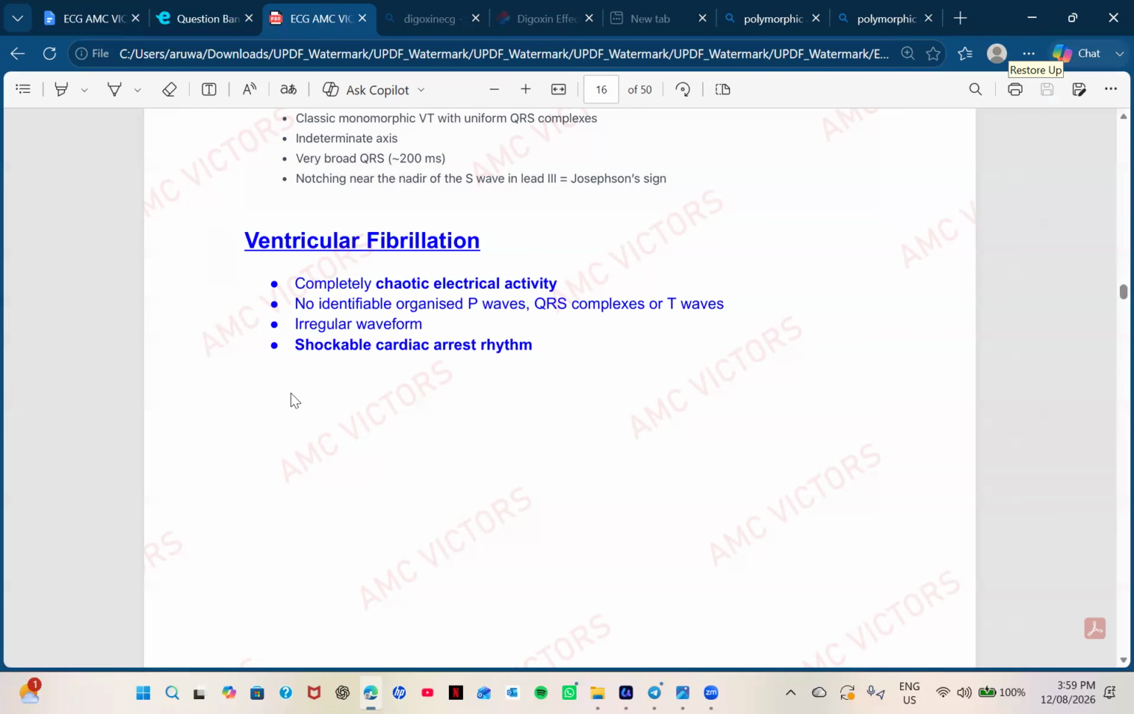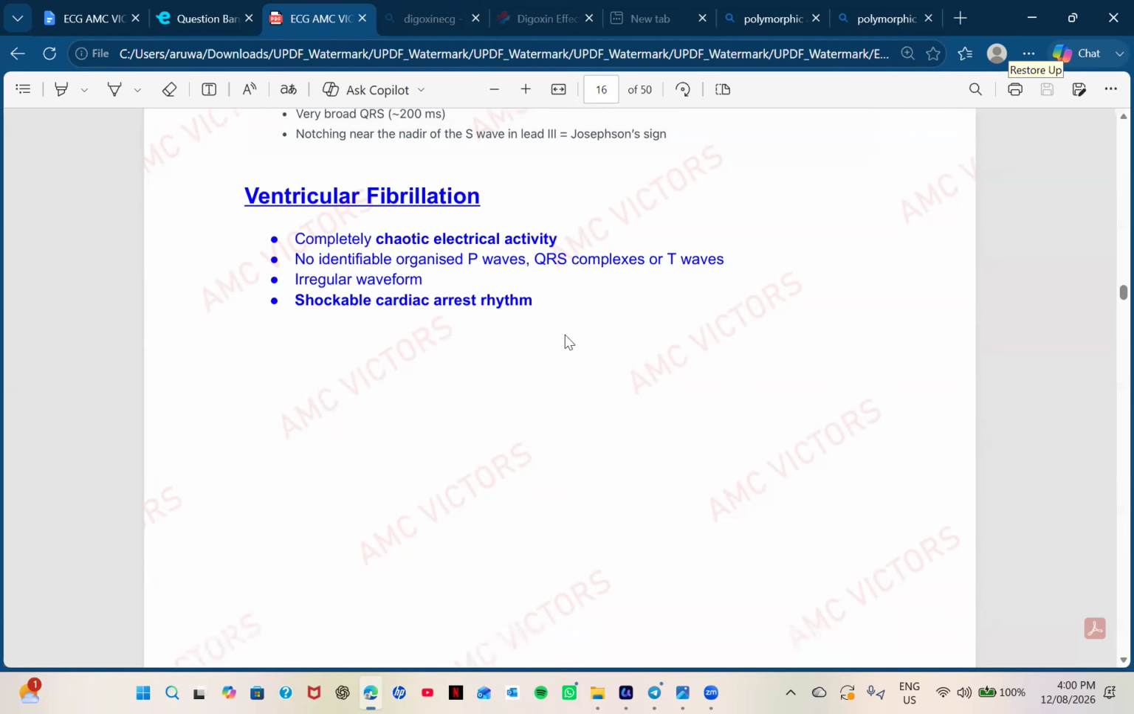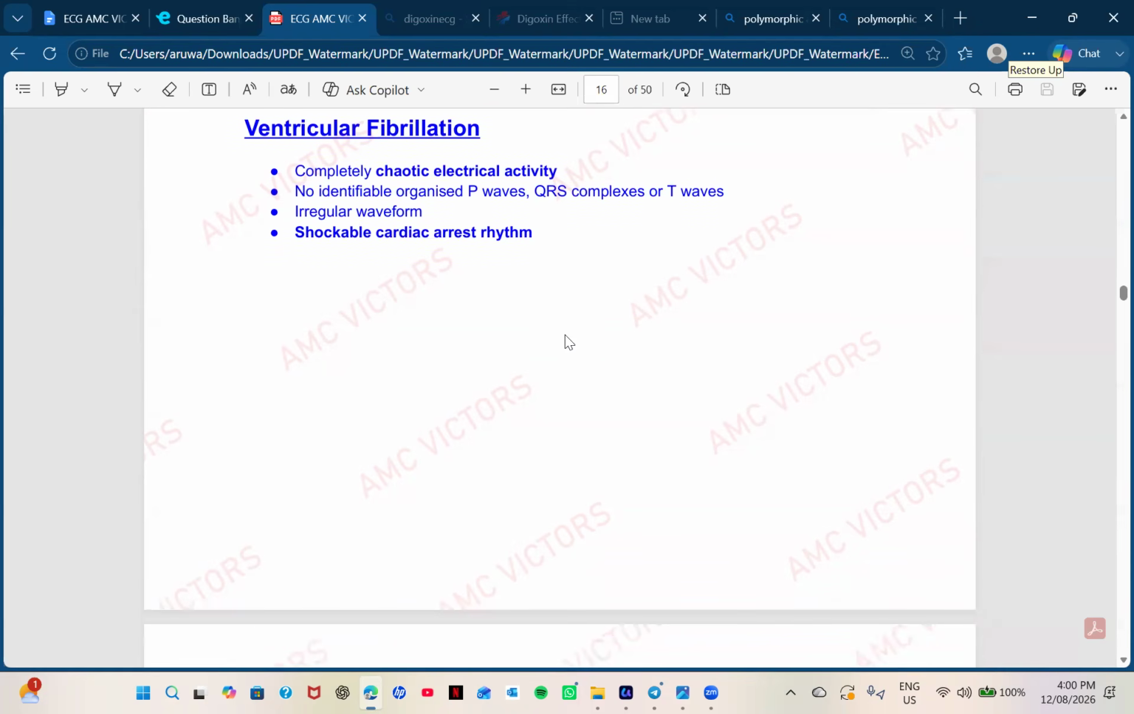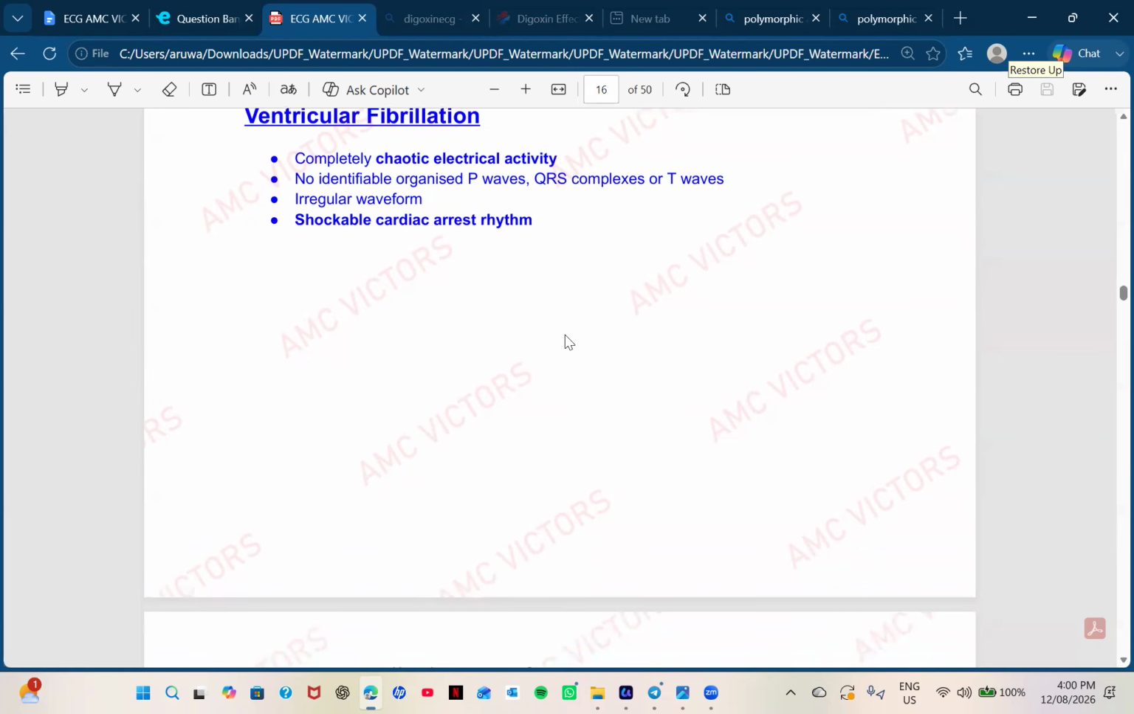What is ventricular fibrillation? It's a cardiac collapse, doctor. Complete chaotic electrical activity, no identifiable organized P wave, QRS complex or T waves, irregular waveform. It's a shockable cardiac arrest, right? In VF there are no effective ventricular contractions, no cardiac output, no pulse, sudden collapse, and cardiac arrest can happen.